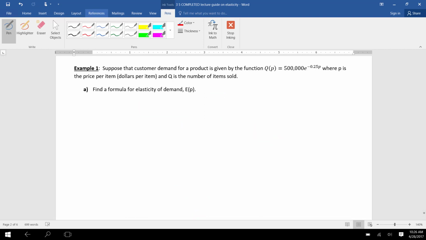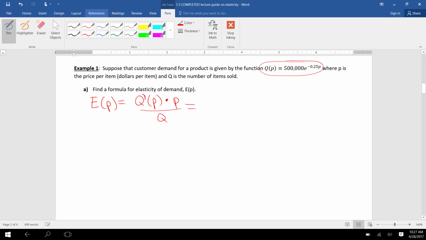Example 1 says, suppose customer demand for a product is given by this demand function Q of P here. P is the price per item in dollars, and Q is the number of items sold. It says find a formula for elasticity. They mean price elasticity of demand. So price elasticity of demand, E of P, is defined as Q prime of P, the derivative of the demand function, times P, the price, divided by Q, the demand function.